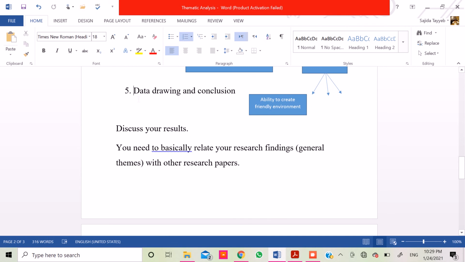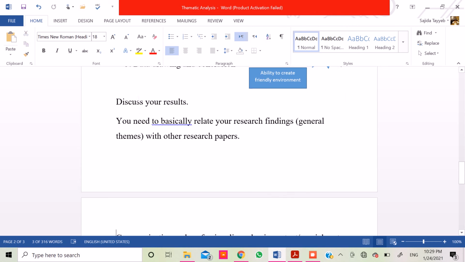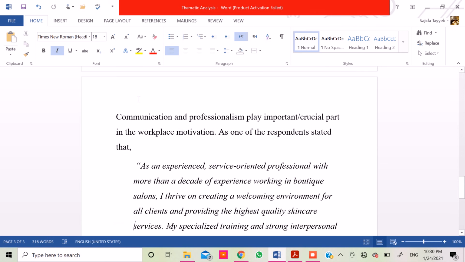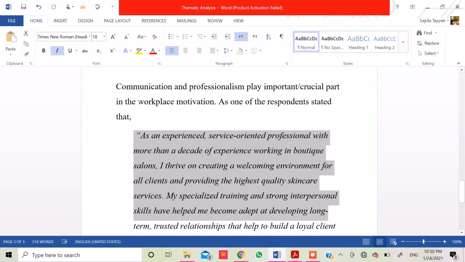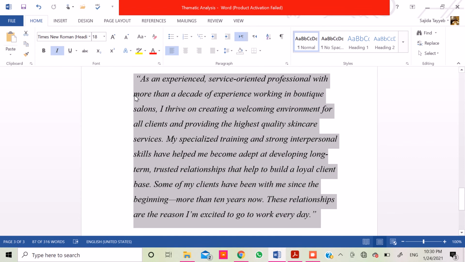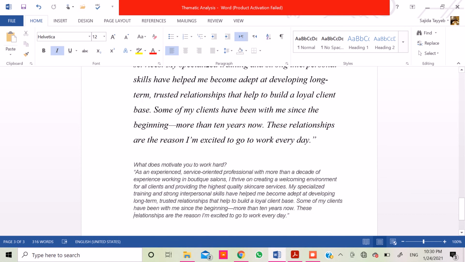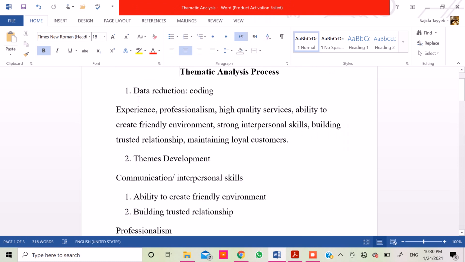So in the data drawing and conclusion, you're basically discussing your results, and kind of concluding your entire chapter. And also if you would like to refer to the exact words of some respondent, just indent your paragraph, make it italic, and then put double quotation marks on both sides, and then you can safely use that part of your data just to show the readers that these were some of the exact words of your respondents. So that's it. This is all about the analysis of qualitative data known as thematic analysis.